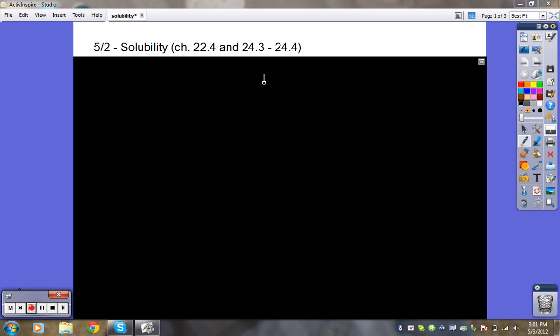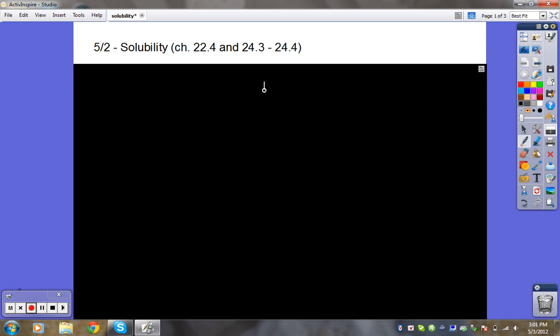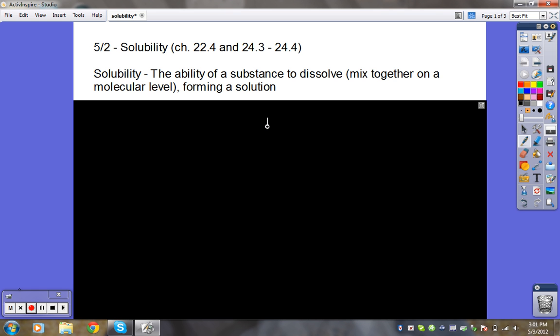So this is solubility, chapters 22.4 and 24.3 and 24.4. And it's essentially vocabulary that I expect you to know as we talk about solubility. Solubility is the ability of a substance to dissolve, meaning mix together on a molecular level, forming a solution.